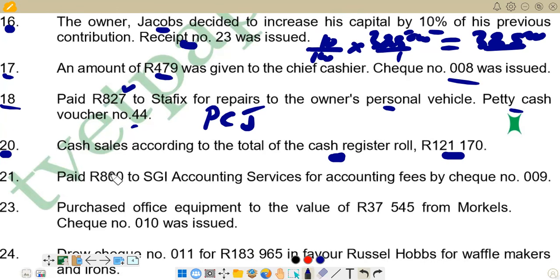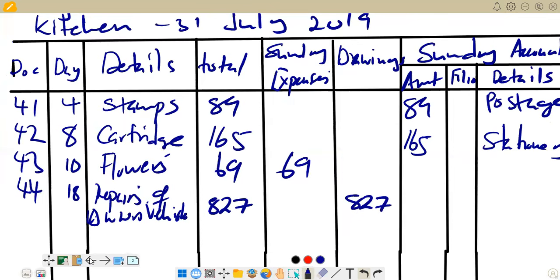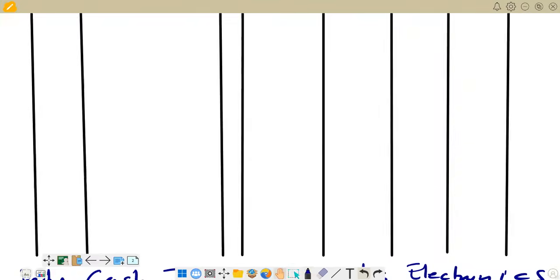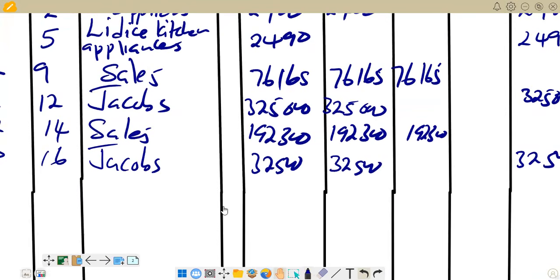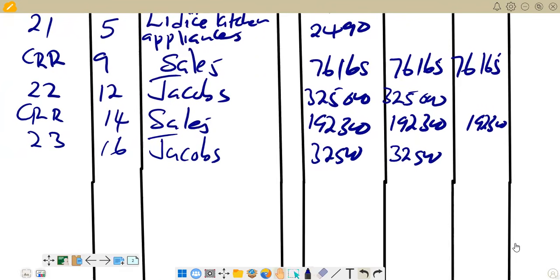This is what we have. And these are cash sales. You can take note of that. They are cash sales. So we go back there to the cash receipt journal. Remember, this one is the petty cash. So we go to the cash receipts journal. So this is what we have in terms of cash receipts journal. We're going to put it here.